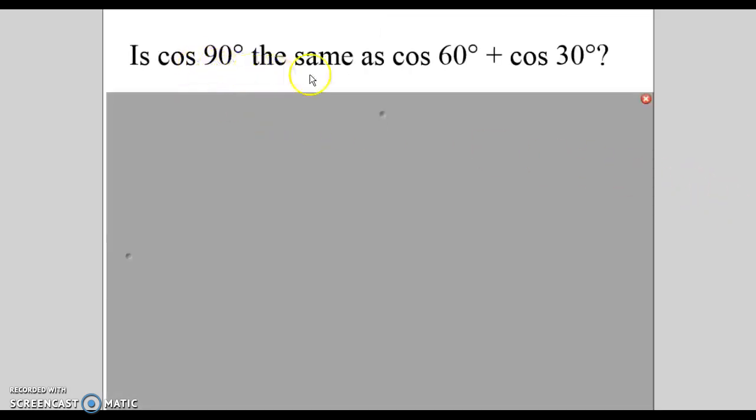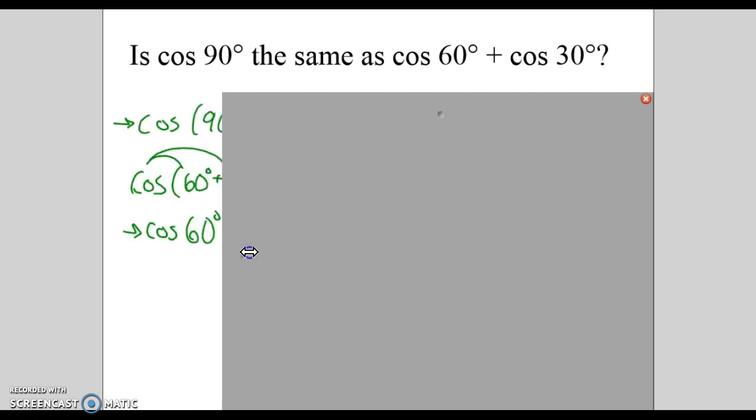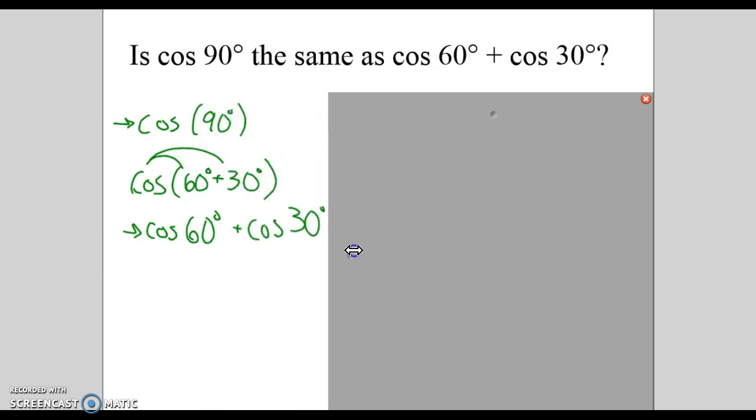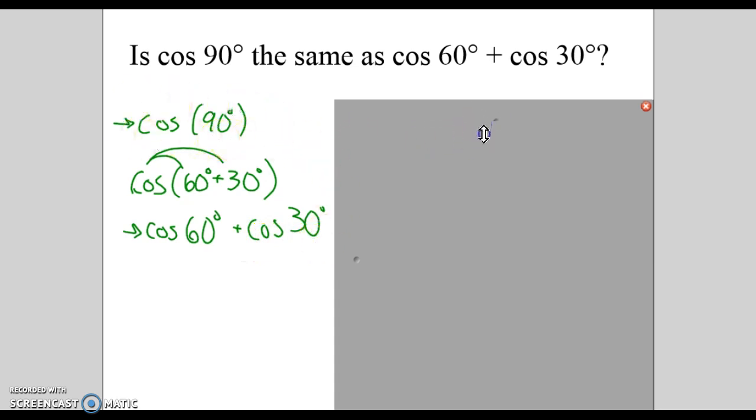Is cosine of 90 degrees the same as cosine of 60 degrees plus the cosine of 30 degrees? Now, why would I be asking that question? Why would we even think those might be the same? Well, it comes from somebody trying to do this. So basically, can you take cosine of 90 and think of the 90 degree angle as a 60 plus 30, and then can you distribute the cosine function to just do cosine of 60 plus cosine of 30 and get the same thing as cosine of 90?